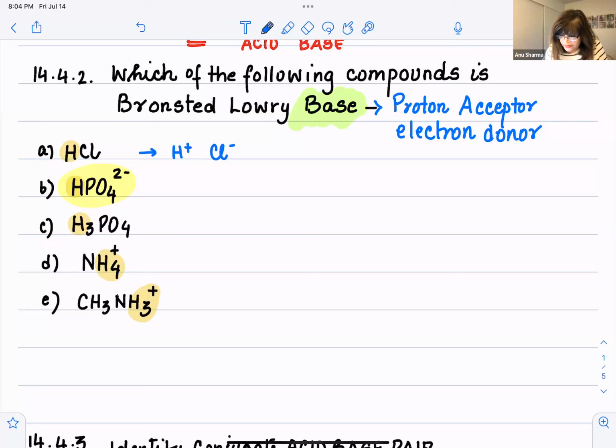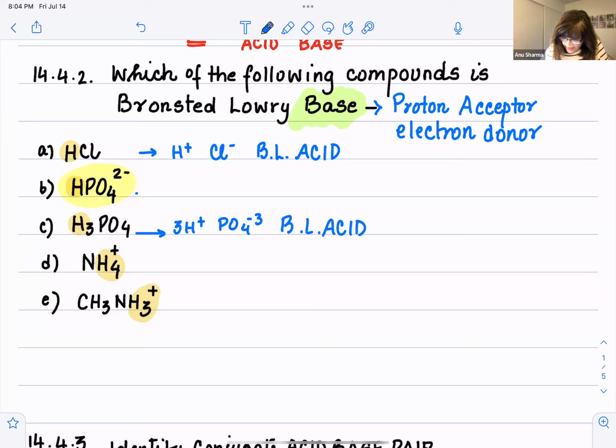Okay. So the question is which of the following is a base, but this is acting as an acid. So this is the Bronsted Lowry acid. I'm going to just put here Bronsted Lowry acid. So this is how it's disintegrating. Hold on to this one. Next, look at this one. H3PO4, how is it going to give? Fine, it gives you three hydrogen ions, given in three steps, and PO4 with minus three, phosphate. So this is also acting as a Bronsted Lowry acid.